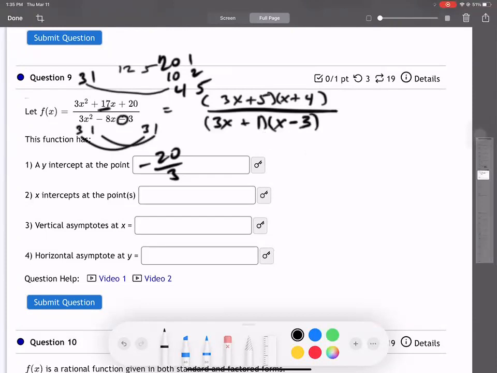So since we factored it, now we can answer all the questions. What are the x-intercepts? X-intercepts are when the top goes to 0. So 3x minus 5 equals 0, and x plus 4 equals 0. The x's are 5 over 3 and negative 4.